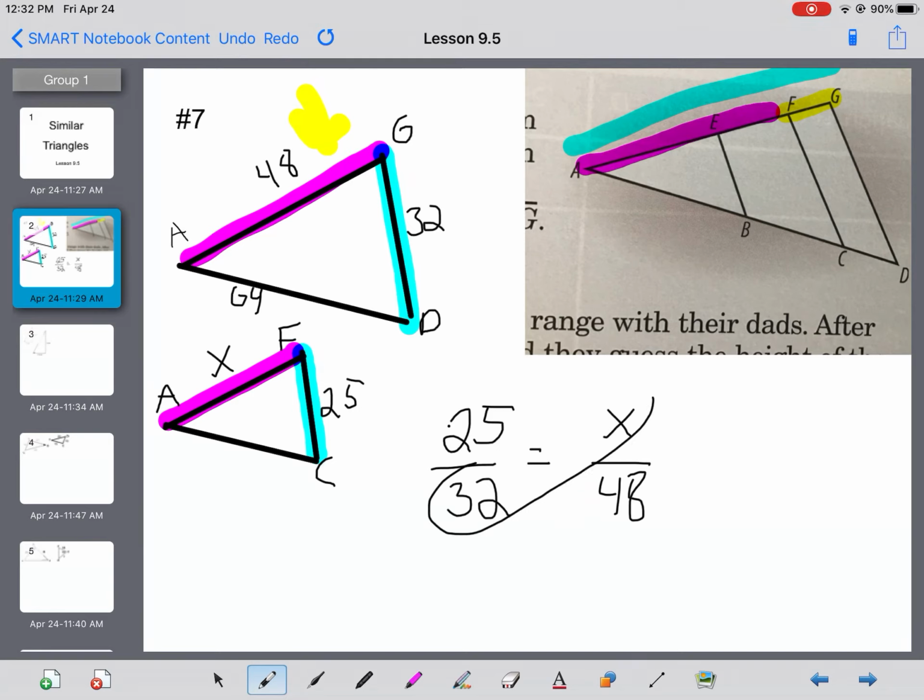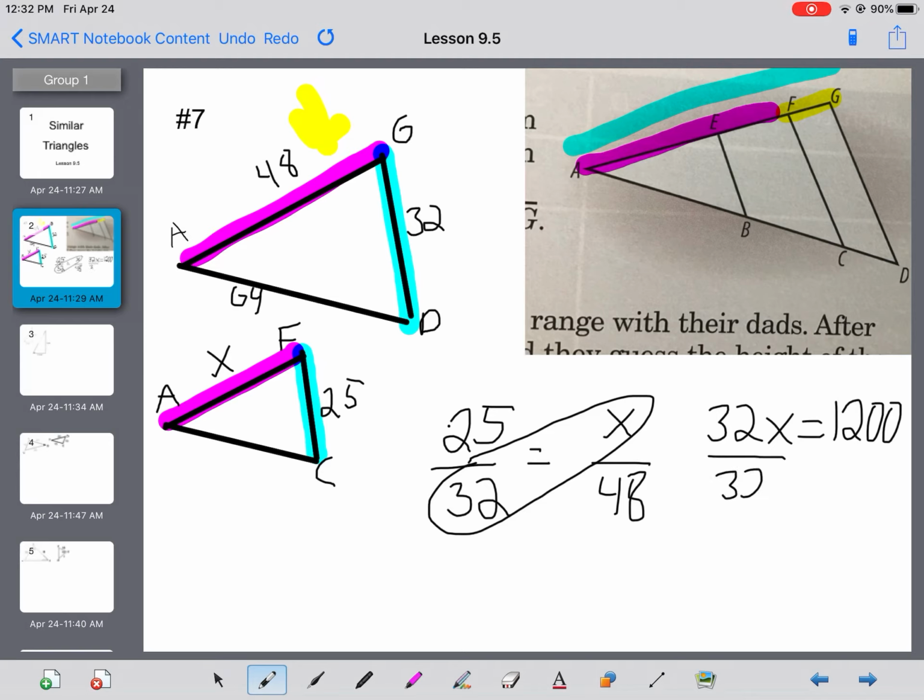Then what I'm going to do is cross products. So I get 32x equals 25 times 48. I already did the math ahead of time, just so our video is not too long, but 25 times 48 is 1200. So I've set up a proportion.